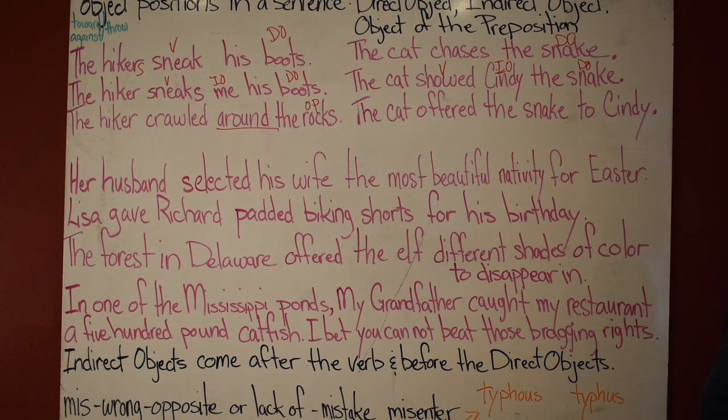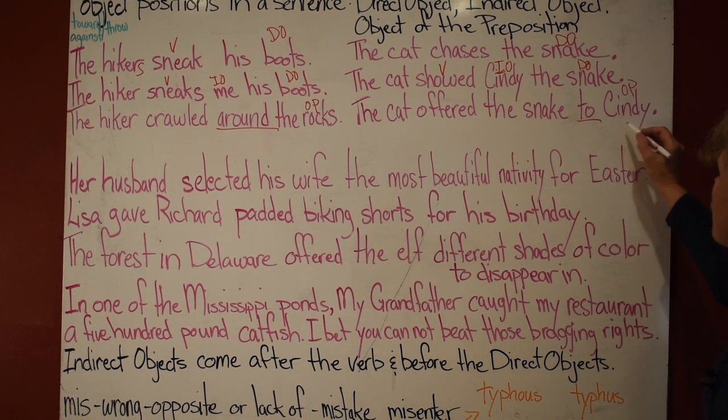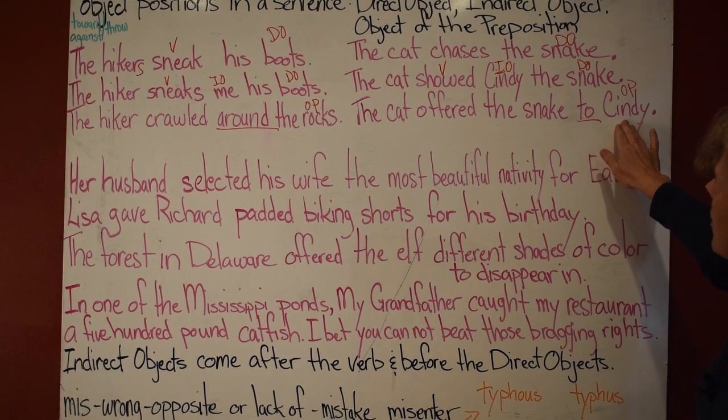Okay, so what's in here? Cindy is the object of the preposition. Here is your prepositional phrase. Now remember, to can be other parts of speech. Here it is a prepositional phrase. Cindy is a noun. She's a person. And so she is the object of the preposition here.